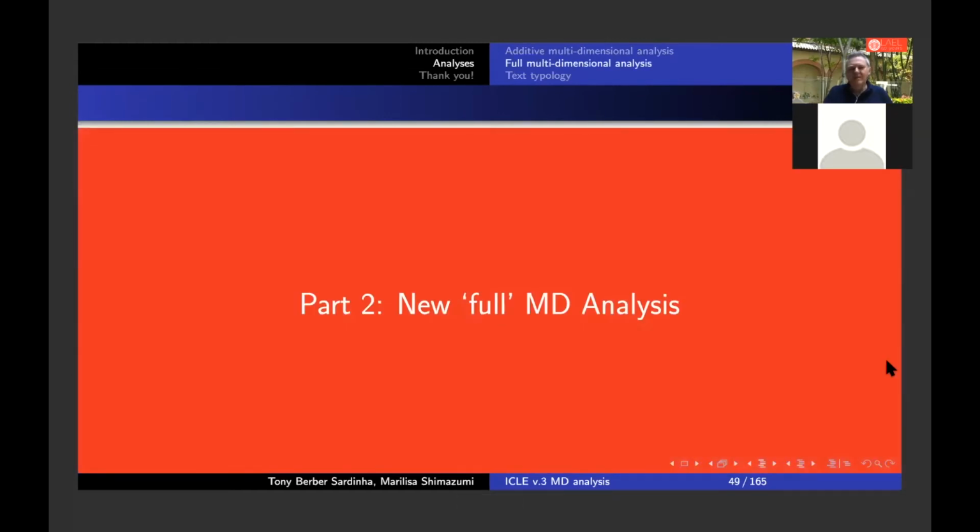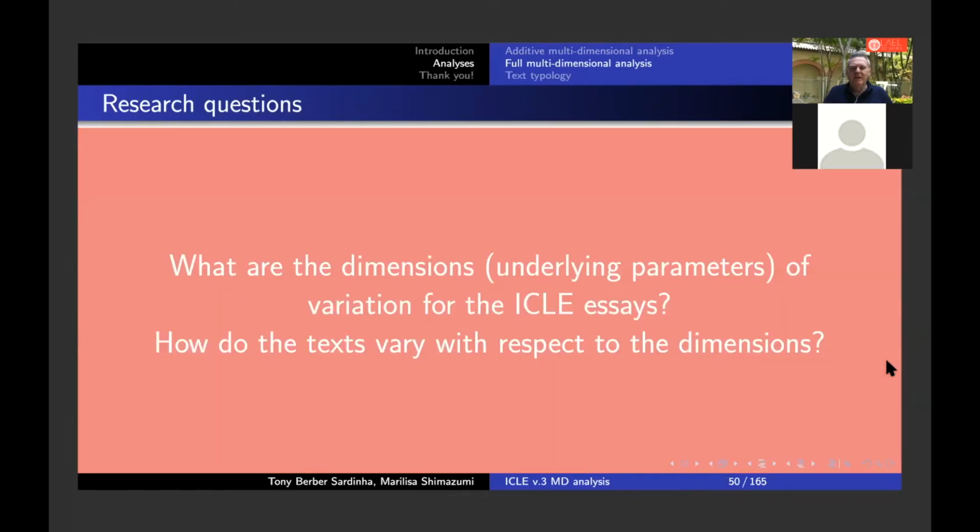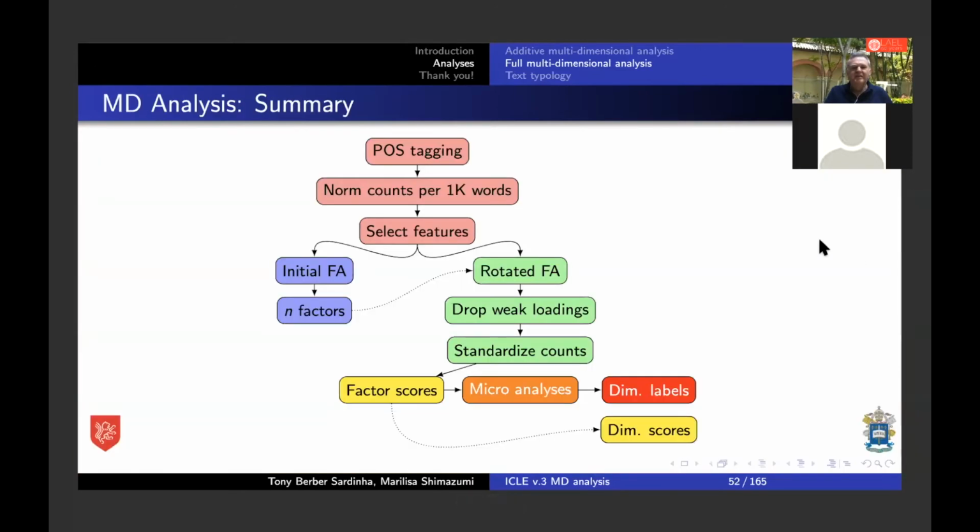So let's go to part 2. And then we conducted this full MD analysis. Here, we want to find out the dimensions of variation for the ICLE essays. So we're not looking at those dimensions from general English that were determined by Biber. And so how do you do this? First you tag the corpus. So we use the Biber tagger, then you norm the counts, select the features, and run these factor analyses, all right? And then you get the factor scores and you look at the text.